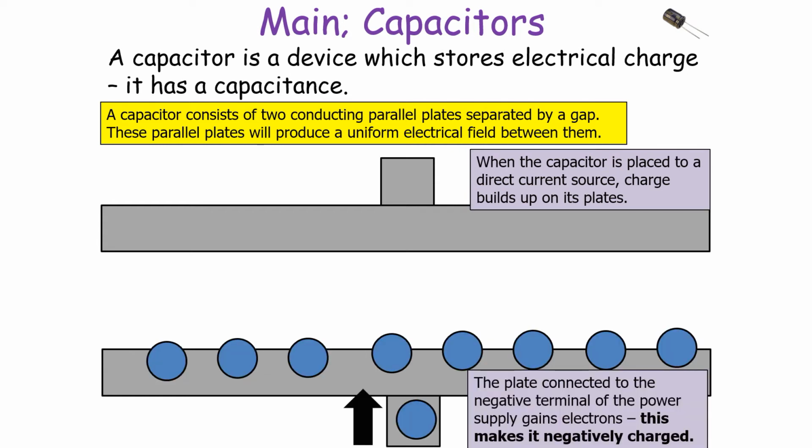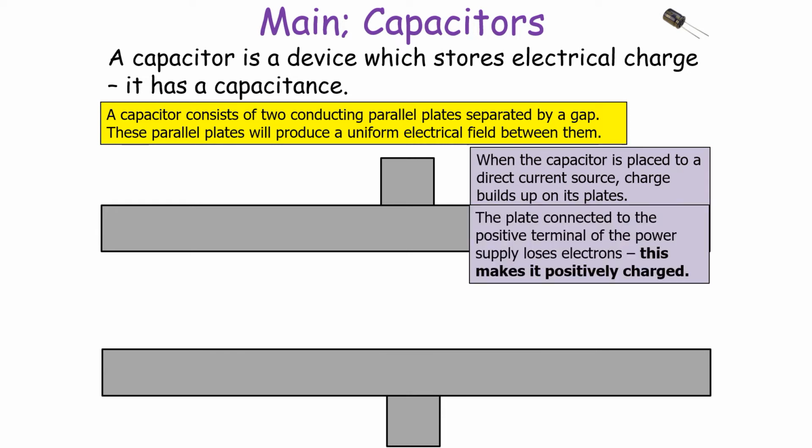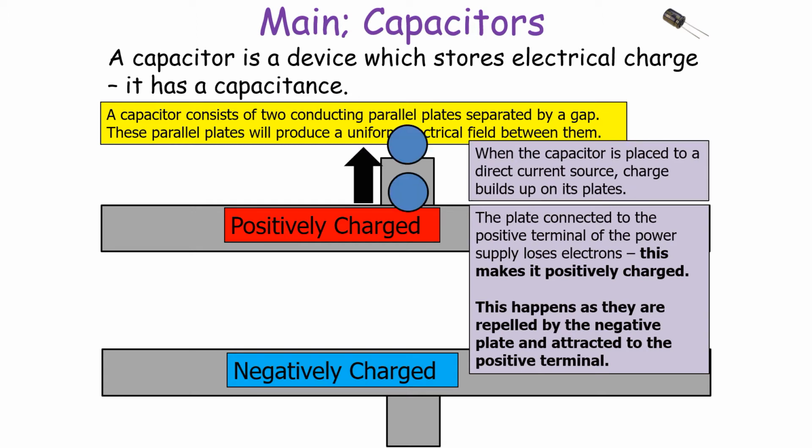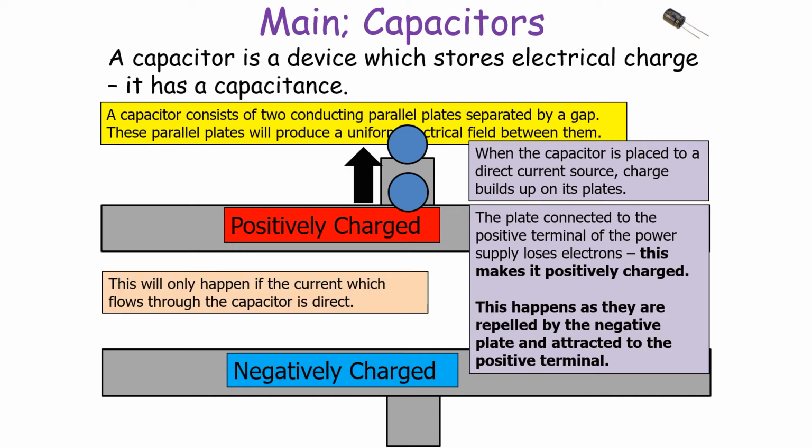So the plate connected to the negative terminal of the power supply gains electrons, it makes it negatively charged, so that's an important idea, and the plate connected to the positive terminal loses electrons and makes it positively charged. So what happens is the electrons on that positively charged plate are attracted to the positive terminal and are repelled by that negatively charged plate. Now, it's important to note that the electrons will leave one plate to become positively charged and go on to another plate to become negatively charged.